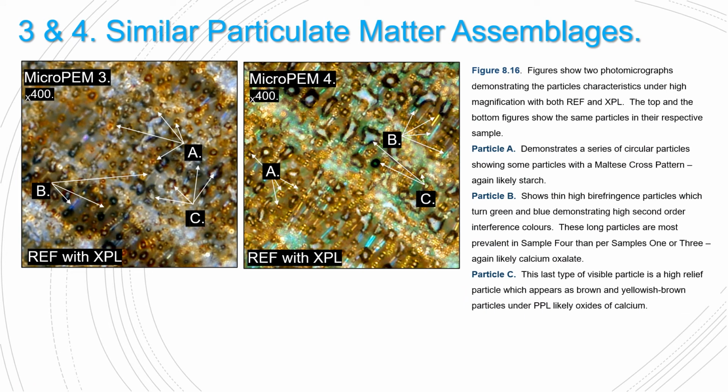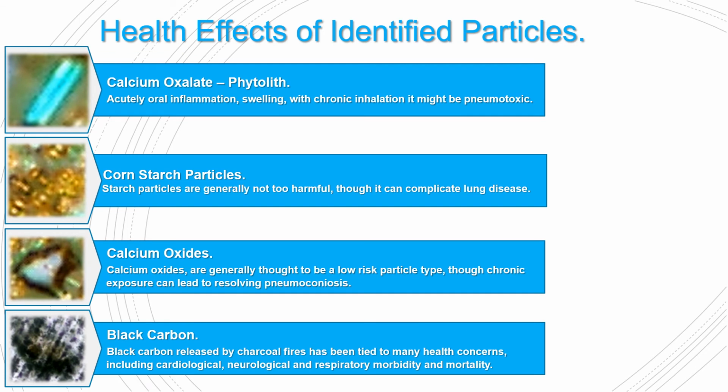So under the microscope we had, albeit very colourful particles, slides. They were very similar in nature. We again had nice starch particles. We had these nice long line particles, which were very brightly coloured, calcium oxalate, and we had sort of purplish and light blue irregular masses, which we consider are calcium oxides. So, what are the health effects of these identified particles?